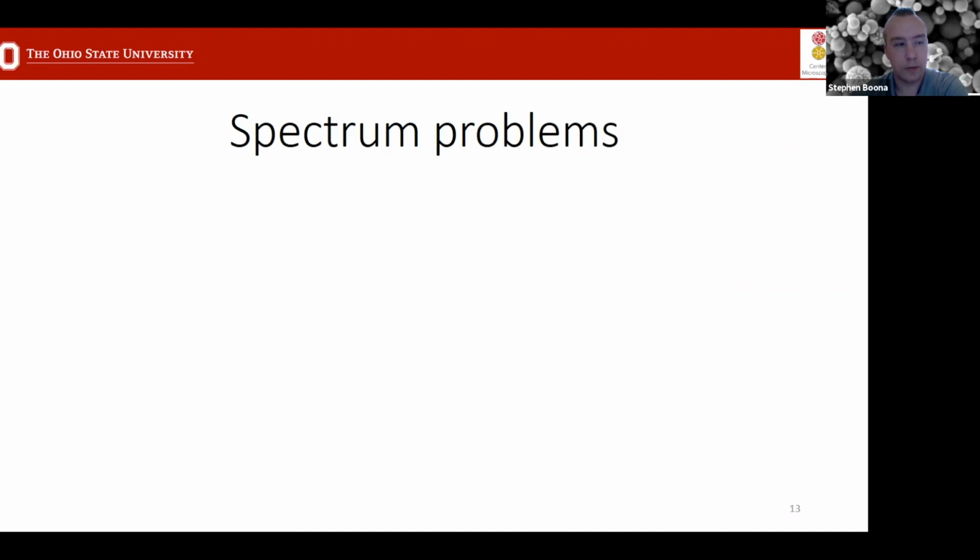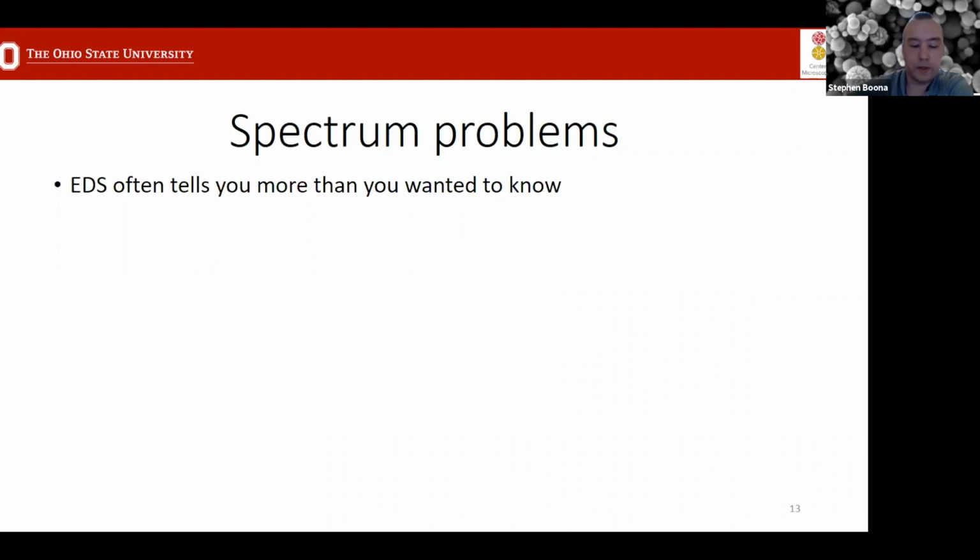Okay, so to really understand for the examples that we're going to get to next why some of these things are problems, I think we need to also focus a little bit on specifically with the spectrum what can happen. If you've been trained by me at CMS to do this type of analysis, you've probably heard me say before that EDS tends to tell you more about your sample than you actually wanted to know.